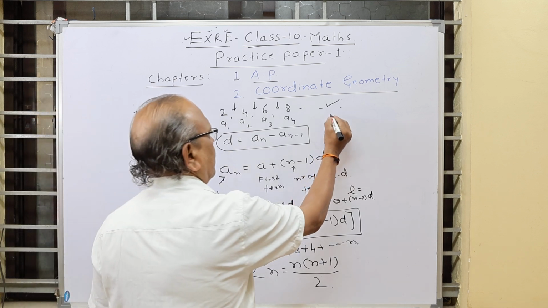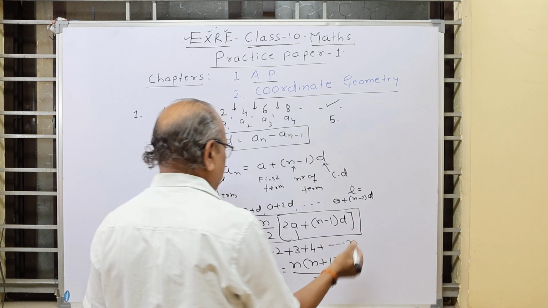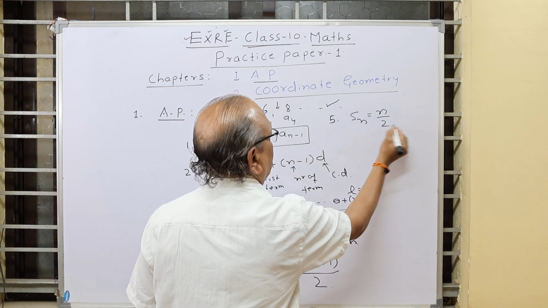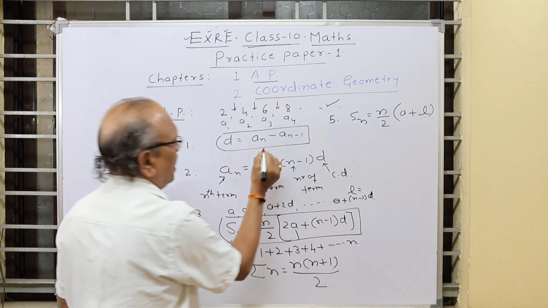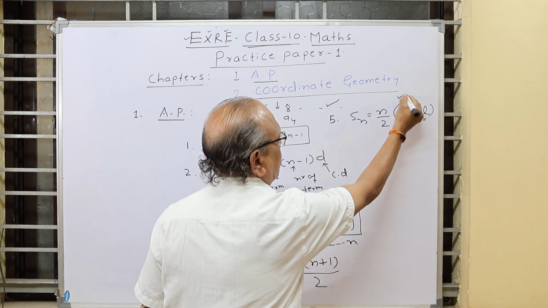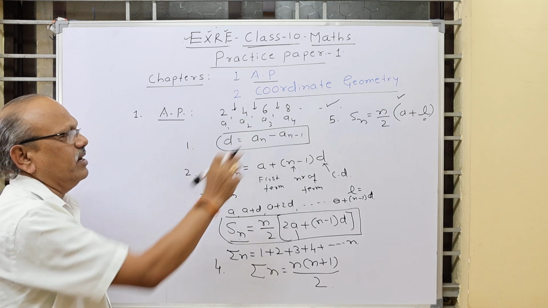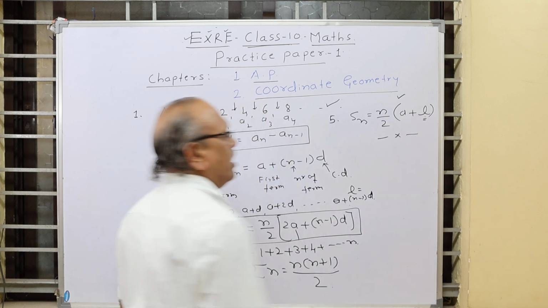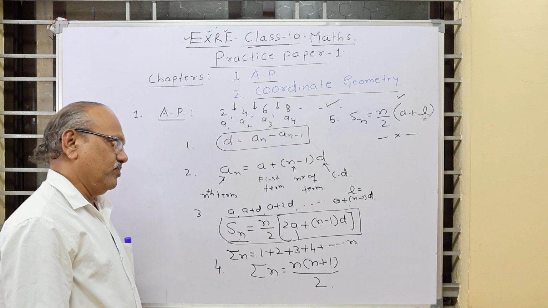And for this particular formula, the sum of n terms of an AP, suppose the last term is given, you can use the formula Sn is equal to n by 2 into bracket a plus l, where l is nothing but a plus n minus 1 into d. If the last term is given, you can use this formula. So these are the 5 important formulae you must have in your mind before you start solving the practice paper.